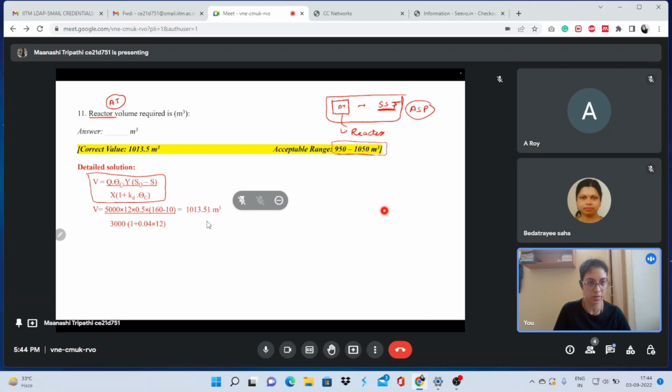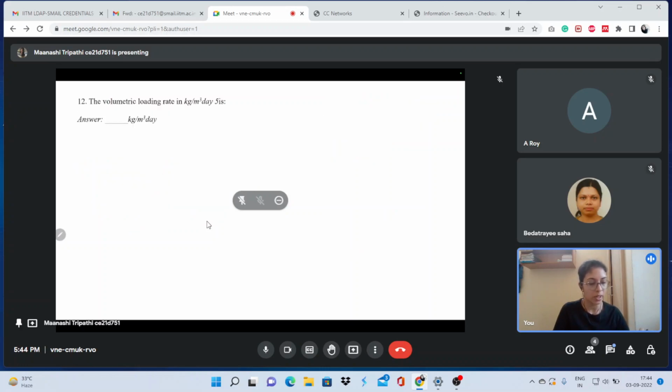We'll move towards the next question. The volumetric loading rate in kg per meter cube per day is... Loading, when we talk about loading, we talk about a substrate. In that respect, you can answer the question. I'll give you a few seconds, then we will see the answer.